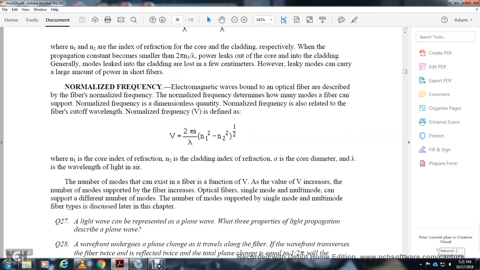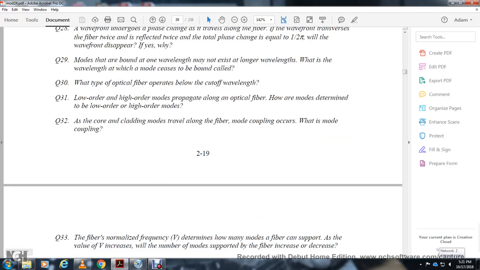The number of modes that exist in a fiber is a function of the normalized frequency. As the value of the normalized frequency increases, the number of modes supported by the fiber increases. Optical fibers can be single mode or multimode, supporting different numbers of modes. Single mode and multimode fibers are discussed later in the chapter.